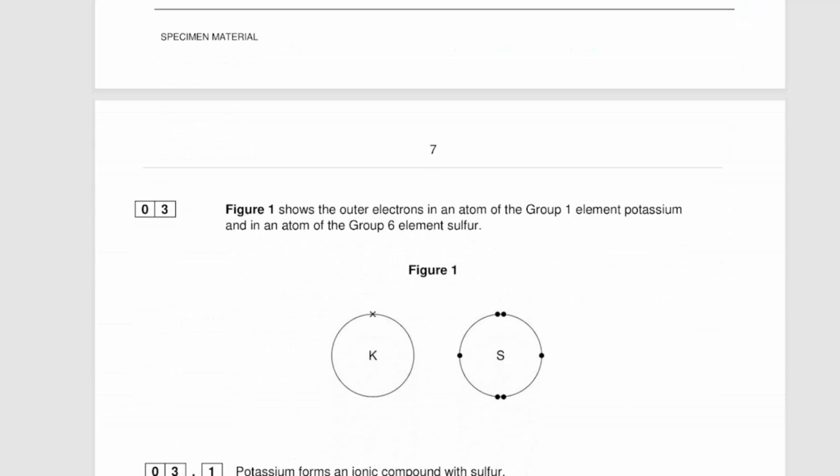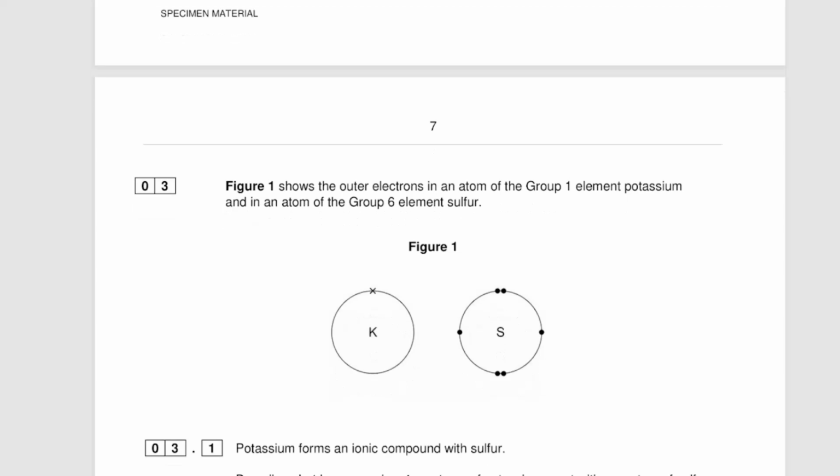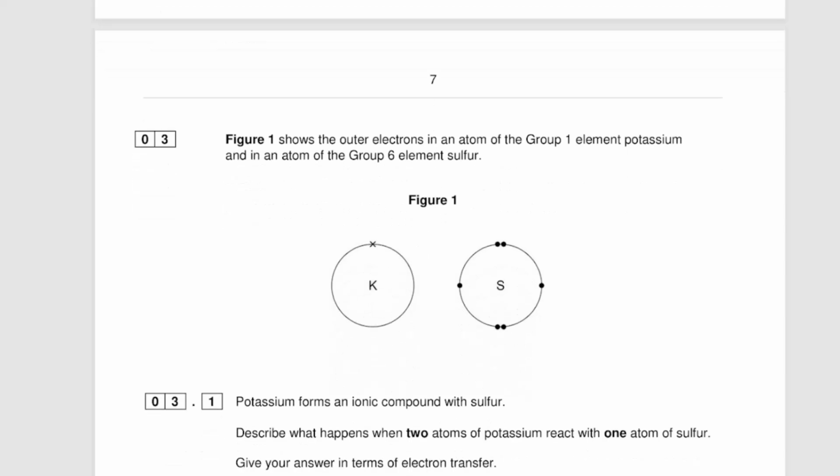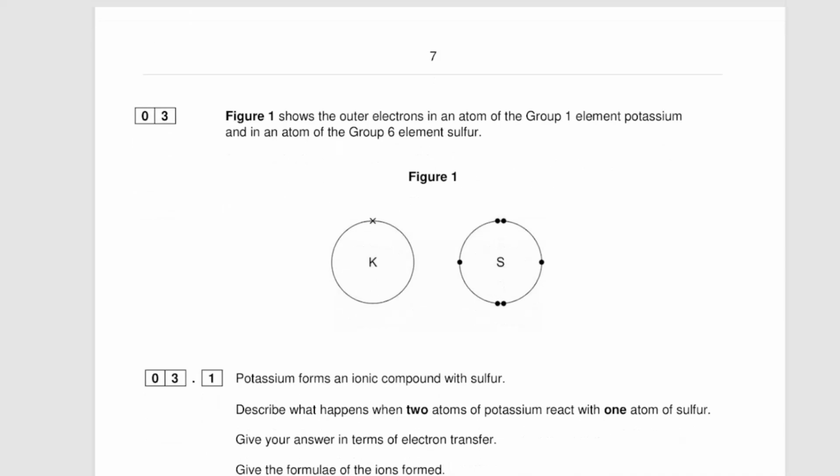Next, question 3. Figure 1 shows the outer electrons in an atom of the group 1 element potassium and in an atom of the group 6 element sulfur. Potassium forms an ionic compound with sulfur. Describe what happens when 2 atoms of potassium react with 1 atom of sulfur, giving your answer in terms of electron transfer.